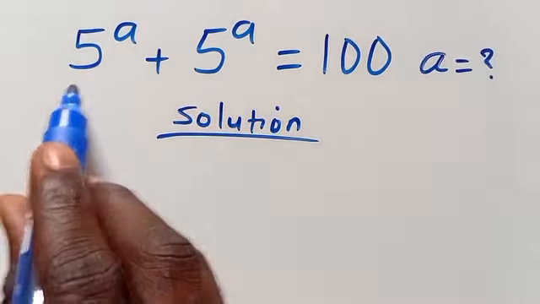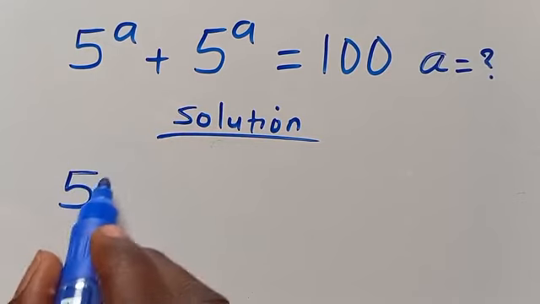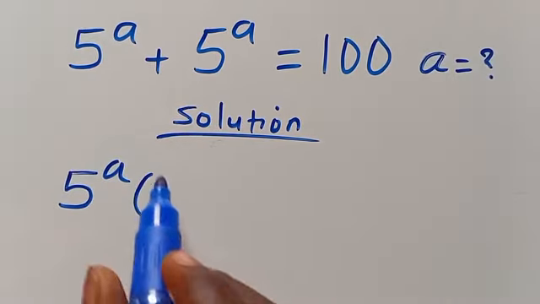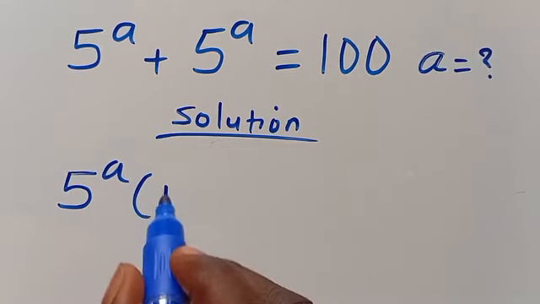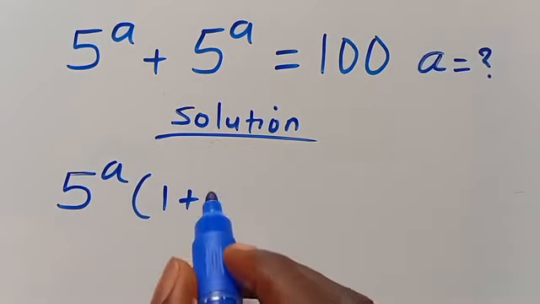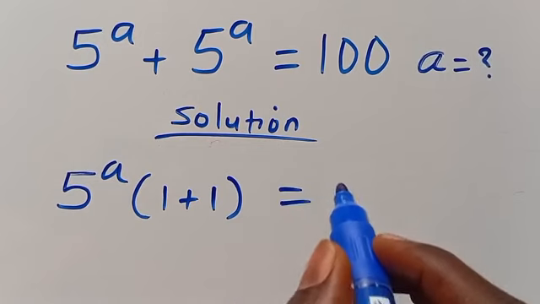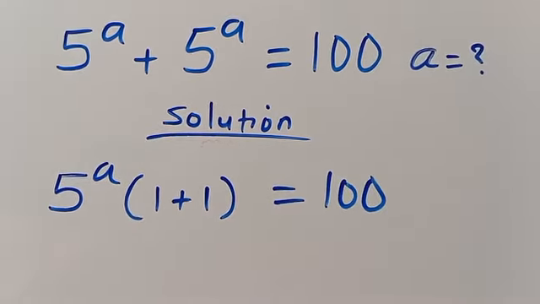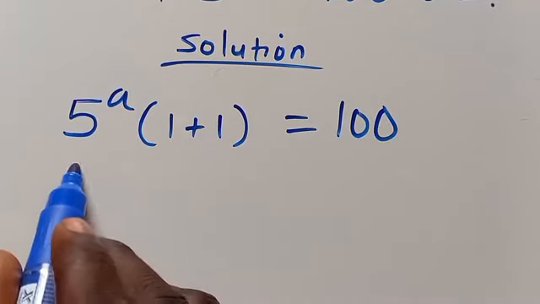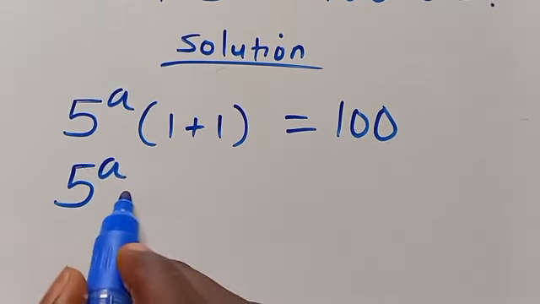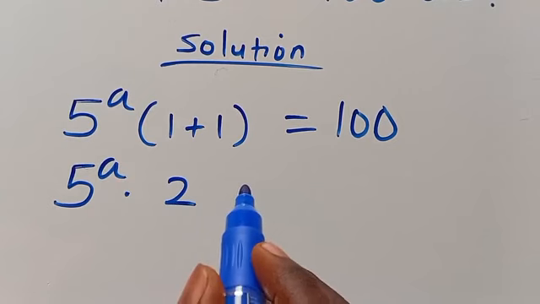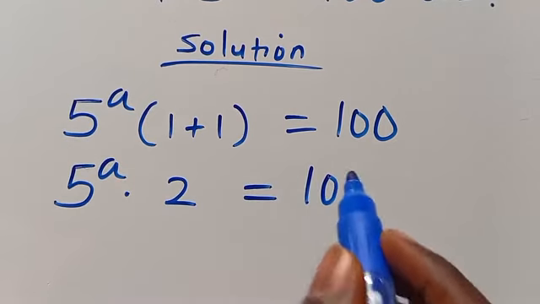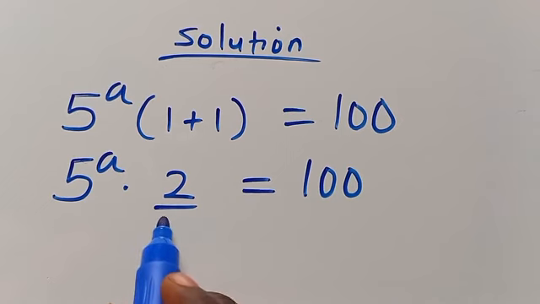From here, we have 5 to the power of a in common, so we can write 5 to the power of a, open parenthesis, this 5 to the power of a divided by this will be 1, plus this 5 to the power of a divided by this will be 1, then equals 100. So we have 5 to the power of a, 1 plus 1 will give us 2, equals 100. Then let's divide through by 2.